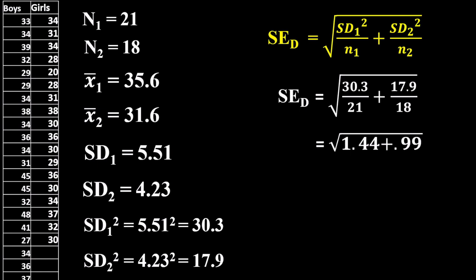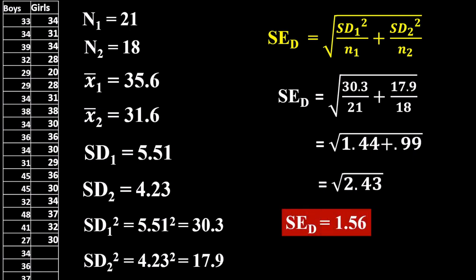By solving this, we will get under root 2.43, and by taking the root of 2.43, we will have 1.56, that is the standard error of difference between means.